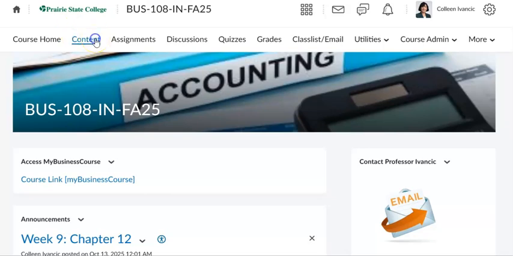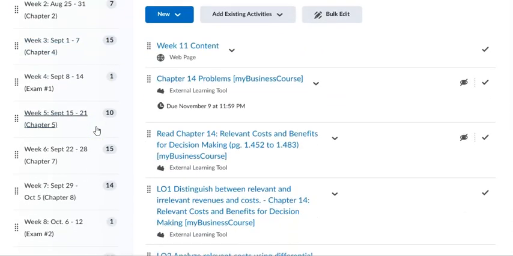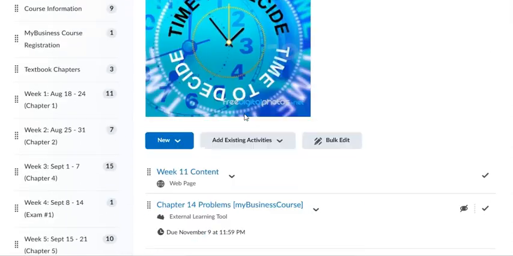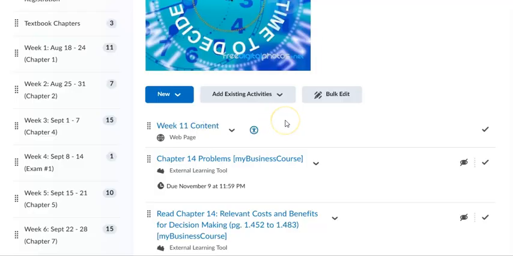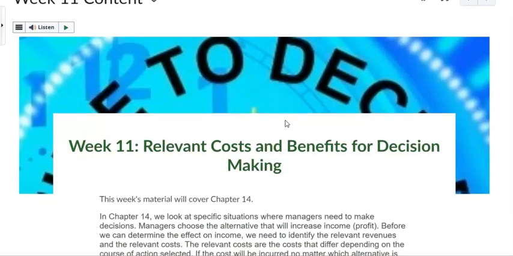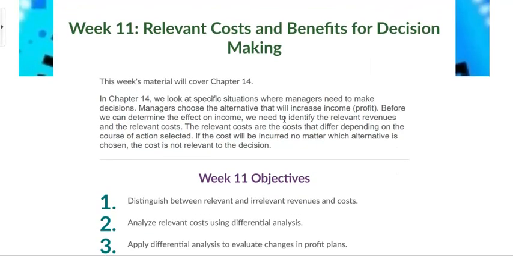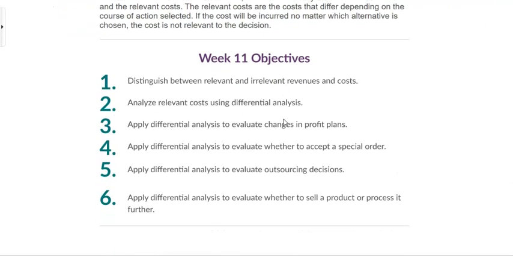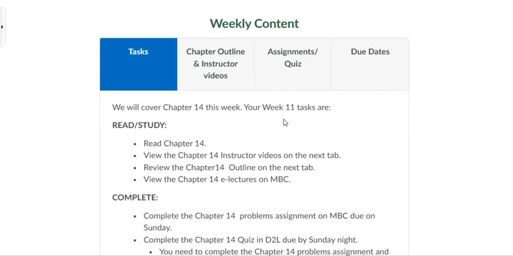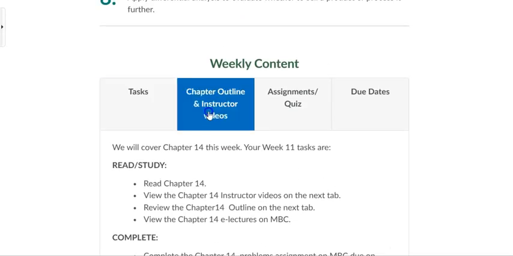Okay, so we have chapter 14 this week. So let's take a look at our work. Chapter 14 is looking at specific decisions, so how we use what we know about variable and fixed costs and contribution margin for specific decisions. And we have our typical My Business course problems and then a quiz.